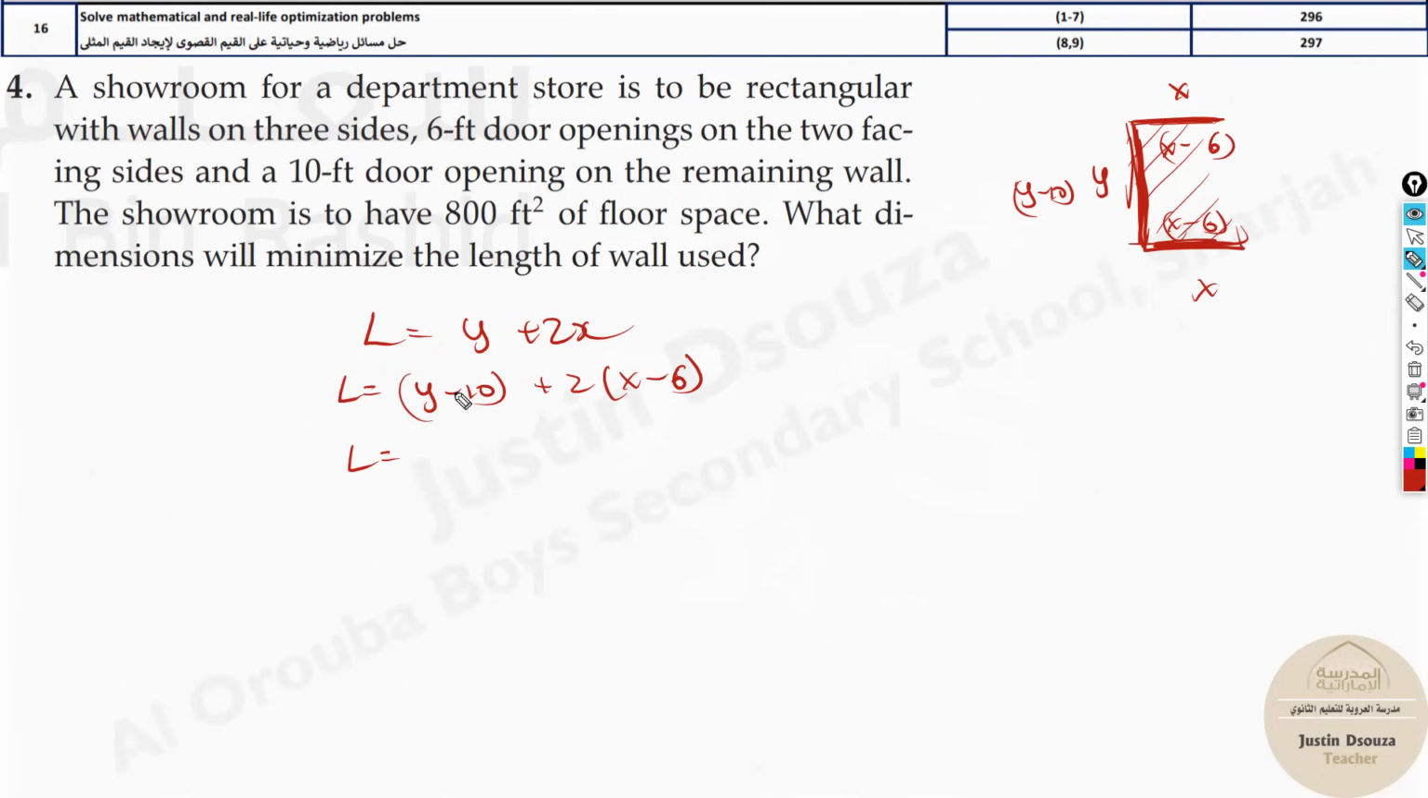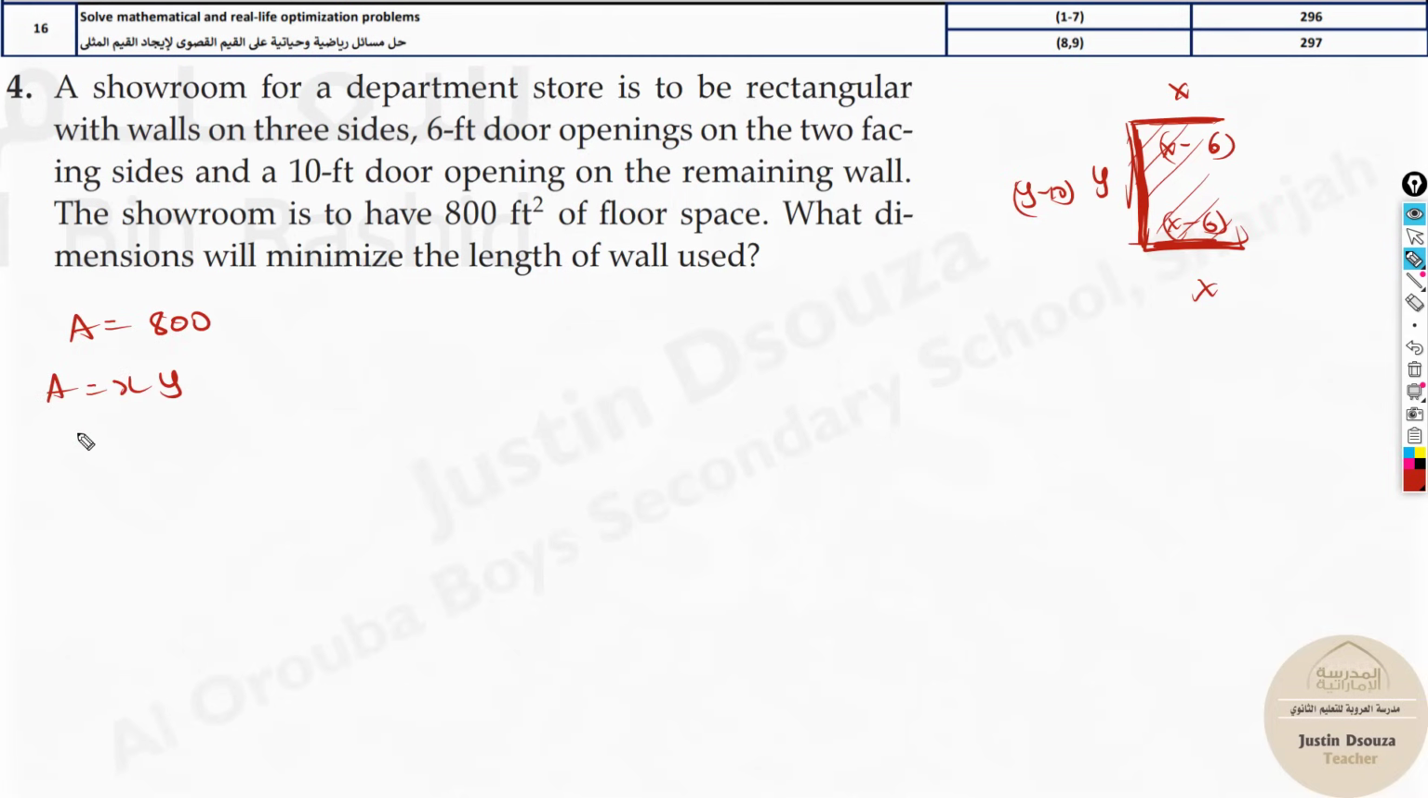Because here we can see the area is given, right? So let's write the area formula first. A is equal to 800. So what is area? It is x times y. But here, do we have x and y? No, we don't have x and y, right? What do we have? We have basically x minus 6.